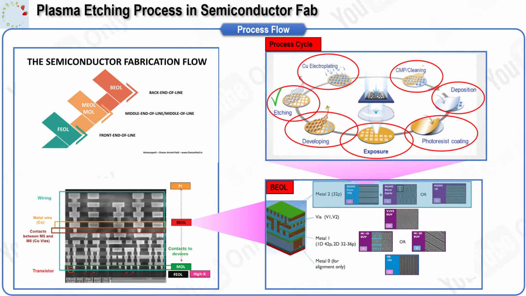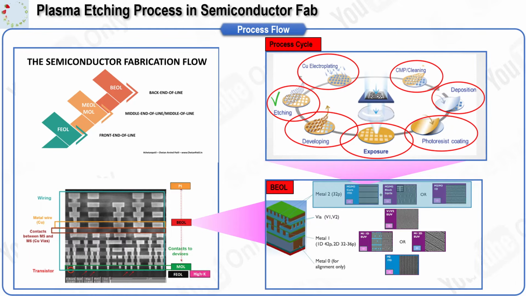The fab flow has 3 major sections. Front end of line, FEOL, creates the transistors. Middle of line, MOL, links the transistors to the first metal level through local contacts and vias. Back end of line, BEOL, builds the stacked interconnect that carries signals and power across the chip.